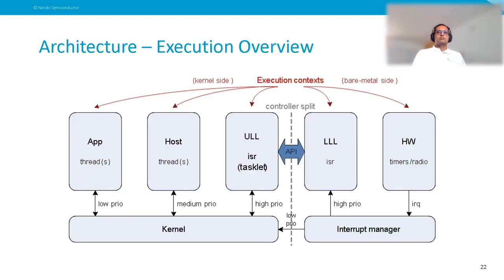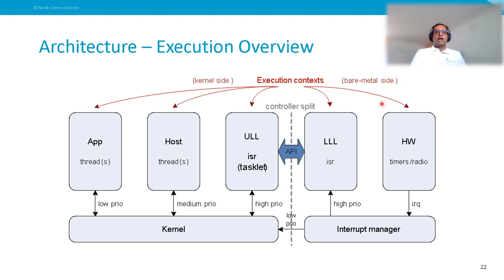Now let's dive into the implementation architecture of the Zephyr Bluetooth Low Energy Controller. Here you see the various execution contexts: app, host, upper link layer, lower link layer, and hardware, basically timers, radio hardware, interrupt manager, etc. The controller at the top level is split into the upper and the lower link layer. The lower link layer is mostly bare metal.